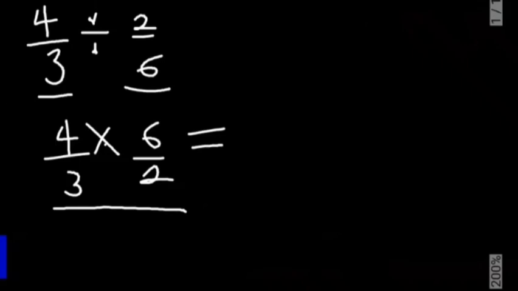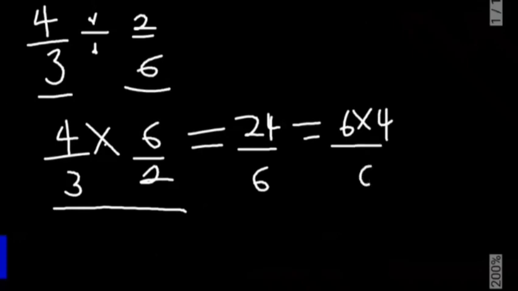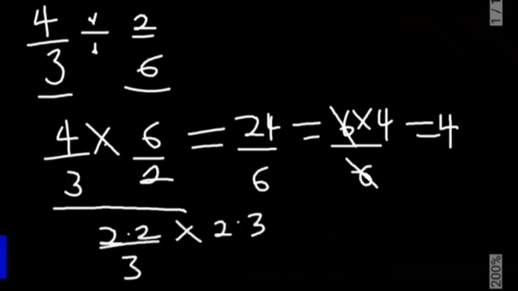Okay, this is 6 multiplied by 4, we have 24. 3 multiplied by 2, we have 6. So 24 divided by 6 is 6 times 4 over 6. 6 cancels out 6, we have 4. Or we can do this in the other method I showed you. So we have 2 multiplied by 2 over 3 times 2 multiplied by 3 over 2. This 3 cancels out this 3, and this 2 cancels out this 2. So we have 2 multiplied by 2, we have 4.